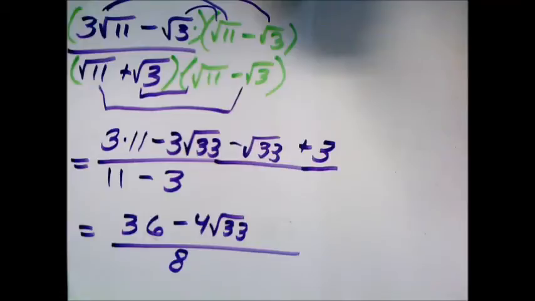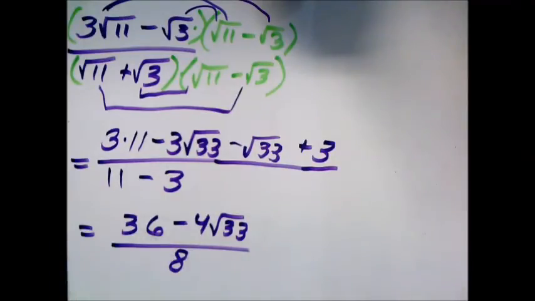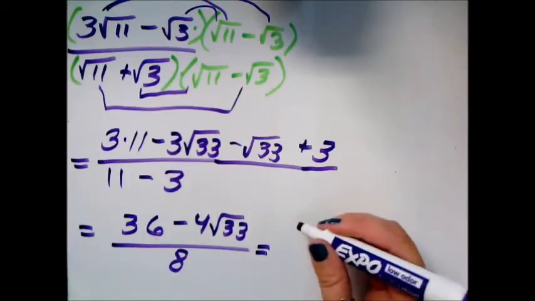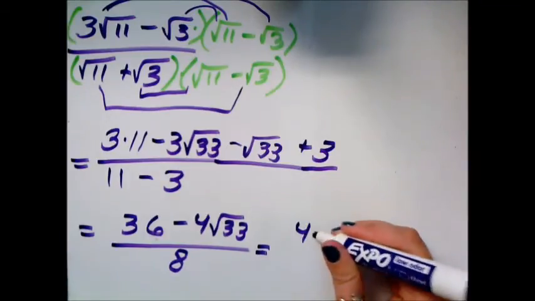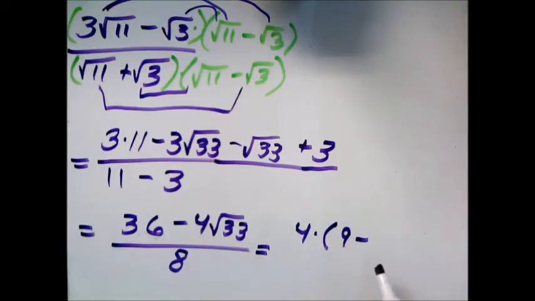So essentially I'm done, but I want to make sure I can't reduce this as a fraction. And be careful, I know like the 4 and the 8 or the 36 and 8 look tempting. You can't cancel something until it's a factor of the top and bottom. So when I look at the top, let's see what common factor I can pull out. 36 and 4, I can divide them both by 4. And so I'm left with 9 minus square root of 33.